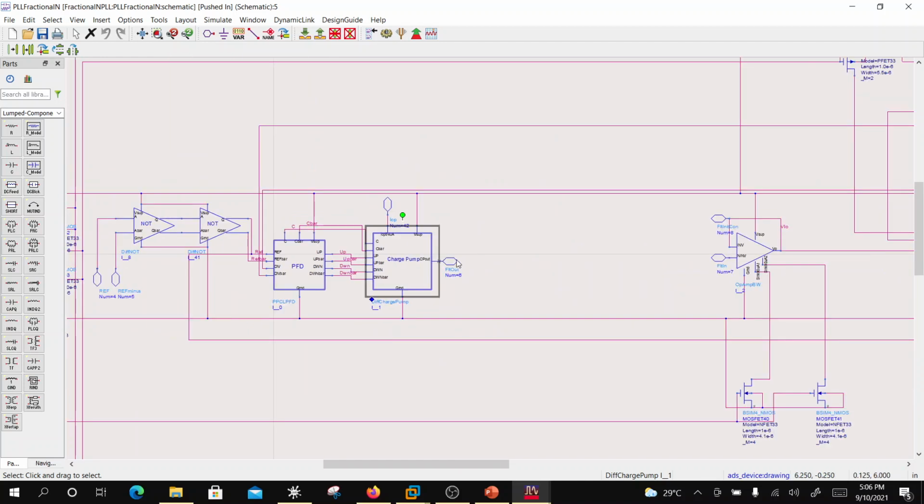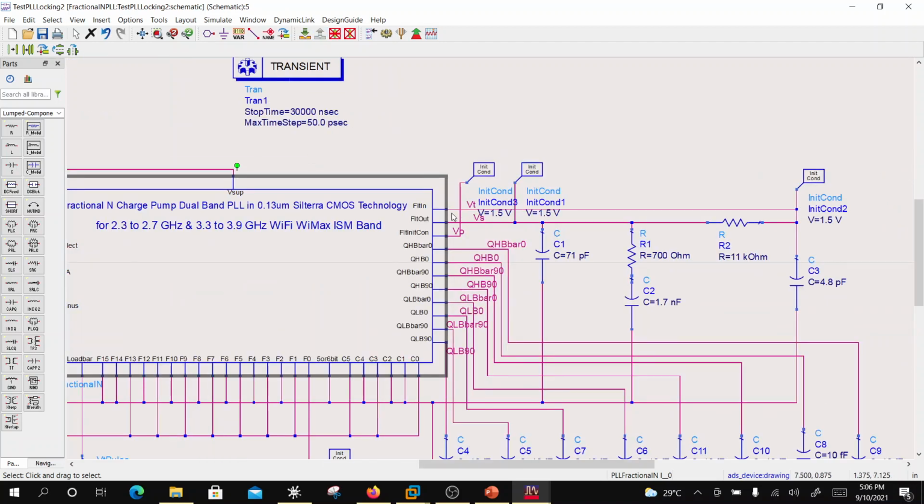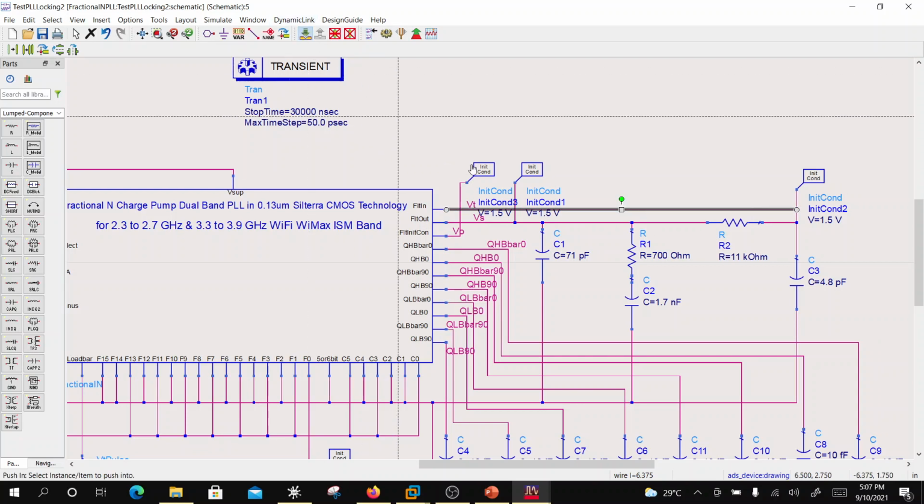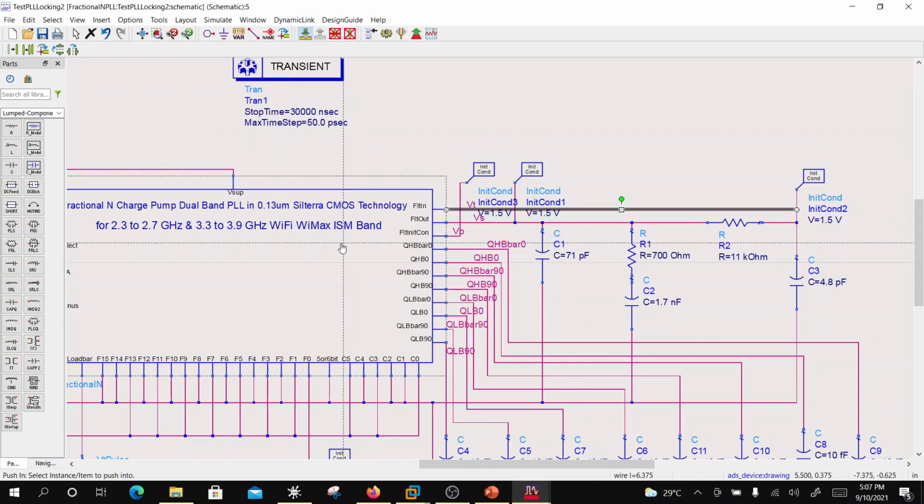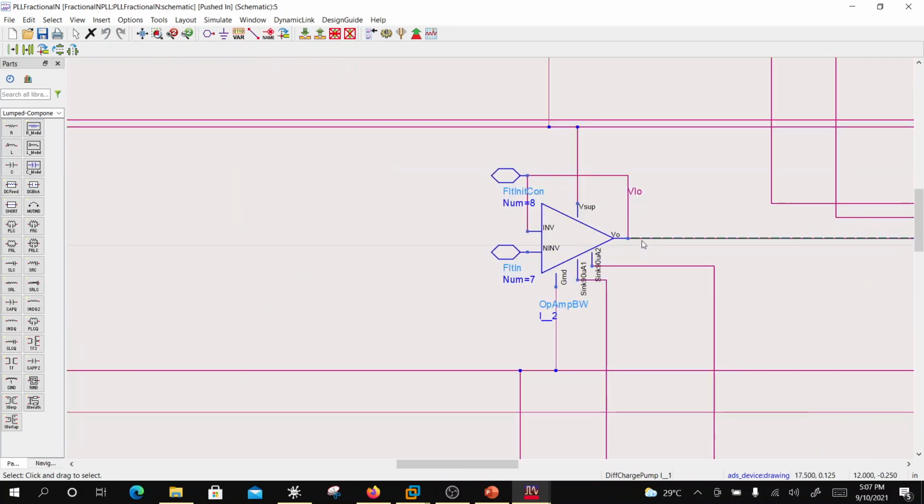And the output of the charge pump is external. It goes to the filter out. Okay, so it goes to filter out over here, and then it goes back as feedback, right? This line you see is filter in, so that goes as feedback. So let's go inside. It goes out to a filter, and comes back as filter in.